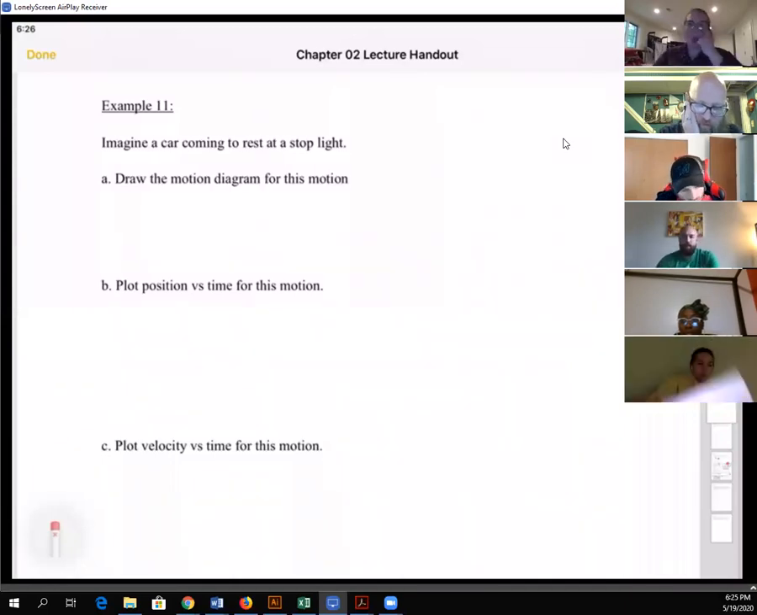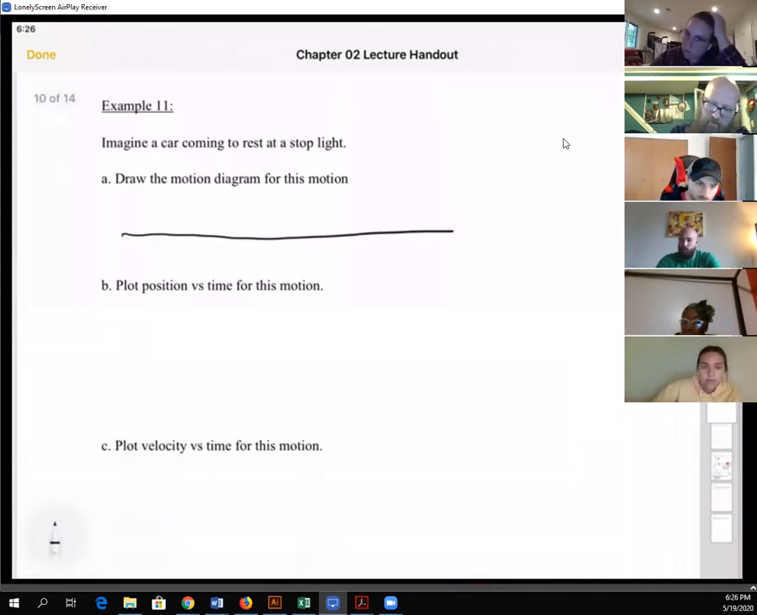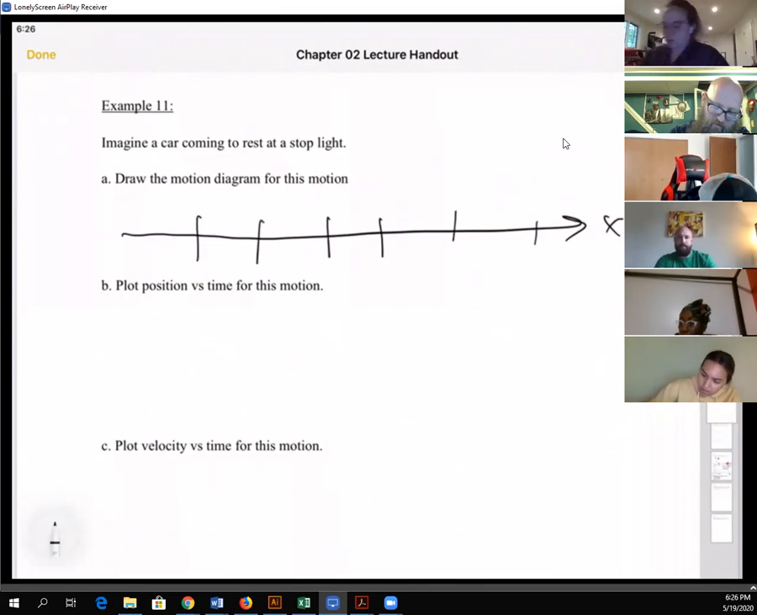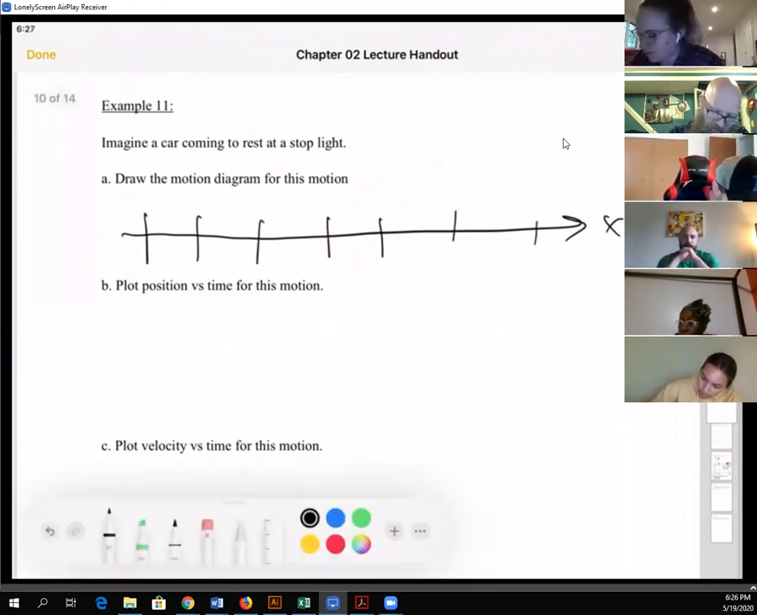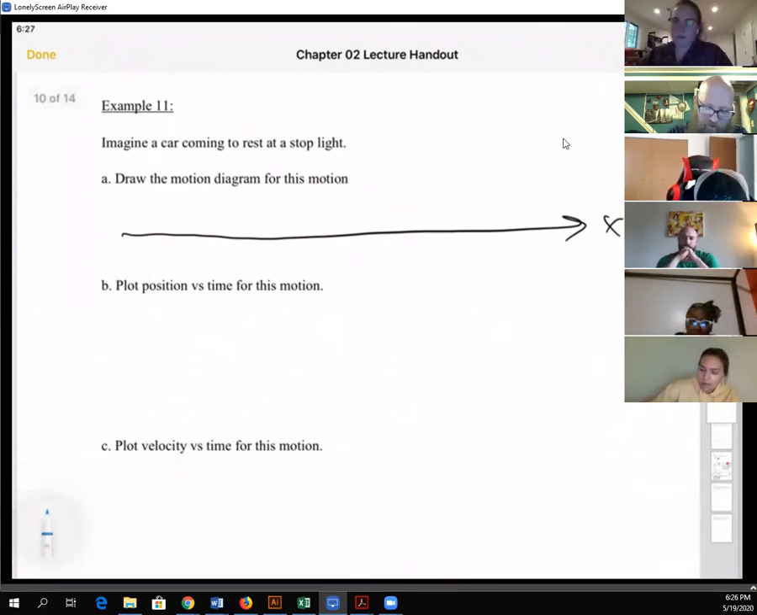It says, draw the motion diagram for a car coming to rest at a stoplight. So, okay, motion diagram is like a straight line. We could give it some tick marks, but those are bad looking, so I'm going to make them go away. I don't care too much about the tick marks here because we're just thinking about this qualitatively.